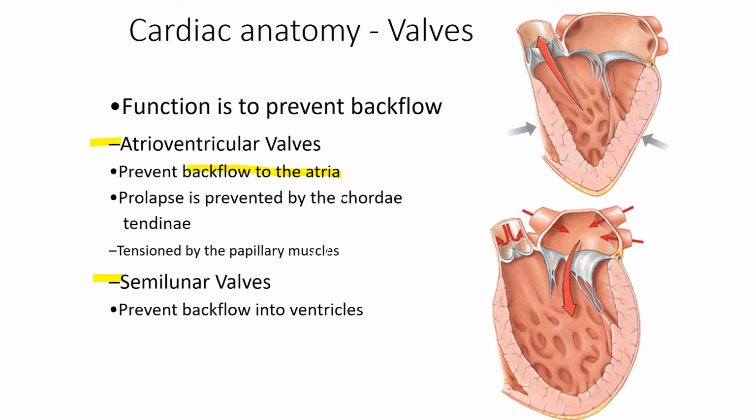Each valve contains a number of thin leaflets or cusps that are connected by a fibrous ring. Here's an example of that fibrous ring. They open and close in a passive manner. When they close, there's a backward pressure that pushes the blood back against them and opens them into a forward movement.